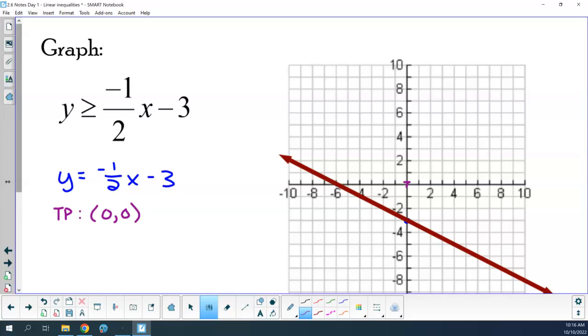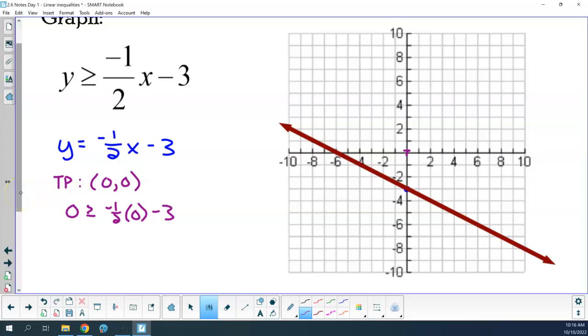Okay? So if I plug in 0, 0, that's going to be 0 greater than or equal to -1/2 times 0 minus 3. -1/2 times 0 is 0, minus 3 is -3. Is that a true statement or a false statement? That's true. Okay? So since that is a true statement, I am going to shade on the same side as my test point, because that is where it makes it work. If it was false, I'd shade on the other side.